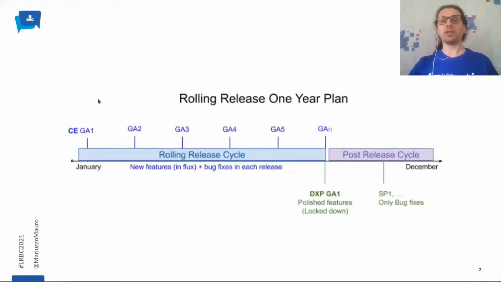Starting from 7.3, Liferay adopted a rolling release policy. New features are introduced progressively, step by step, GA after GA, and improved also using community feedback. In quarter 3 of the year, all the new features are consolidated into a new Community Edition GA and in a DXP release.